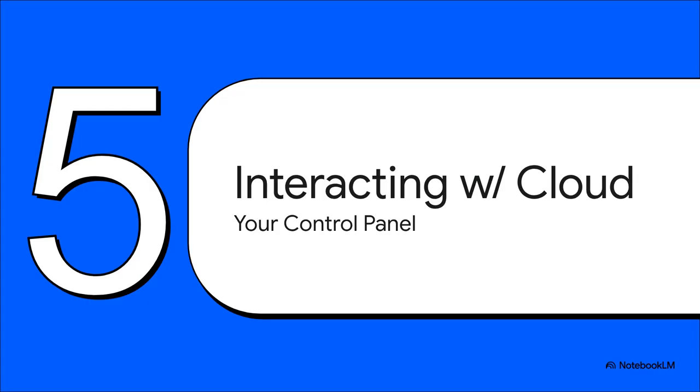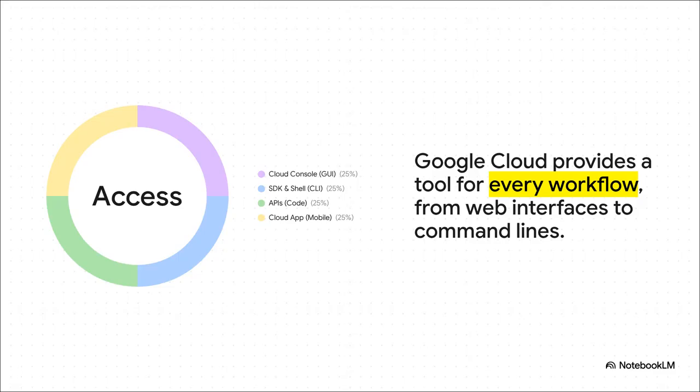Okay, we've built the structure, we've set up all the security. Now, how do you actually interact with this perfectly organized digital world? Well, there are a few different ways, and it really depends on what you're trying to do. And Google Cloud really gives you a tool for every possible workflow. If you like a visual point-and-click web page, there's the Cloud Console. If you live in the terminal, there's the command line. If you're a developer, you can use the APIs to control everything with code. And yep, there's even a mobile app for managing things when you're on the go. There's an entry point for everyone.